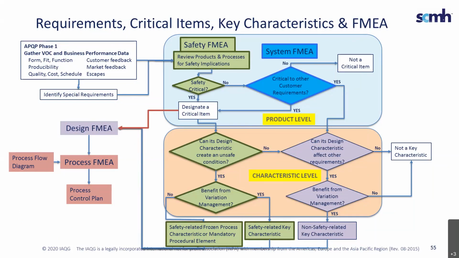So you gather the voice of the customer. You go through the product level discussion. You decide whether or not there is a critical item. If there is a critical item, then you go down to the orangish block where you discuss what characteristic level it is. This is where you also make a variation management discussion, whether or not this characteristic is key to variation control. Then this feeds back into the DFMEA, PFMEA, then on into the production control processes through the flow diagram in the process control plan.